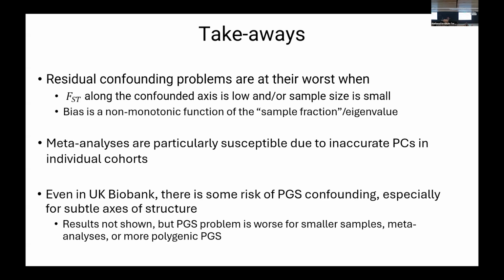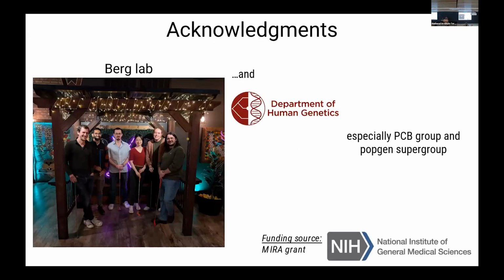And finally, most importantly, that even in UK Biobank numbers, there is some risk of polygenic score confounding that we need to consider. And especially for fine axes of structure, and there's more and more individuals who are interested in studying, within the UK, for example, how to use polygenic scores to study certain traits. And so at that level of structure, you could have some bias that could affect your results. I haven't shown some more results, but polygenic score issues are worse also for smaller samples in the meta-analyses, and if we include polygenic scores for more polygenic traits. That's about all I have for you guys.